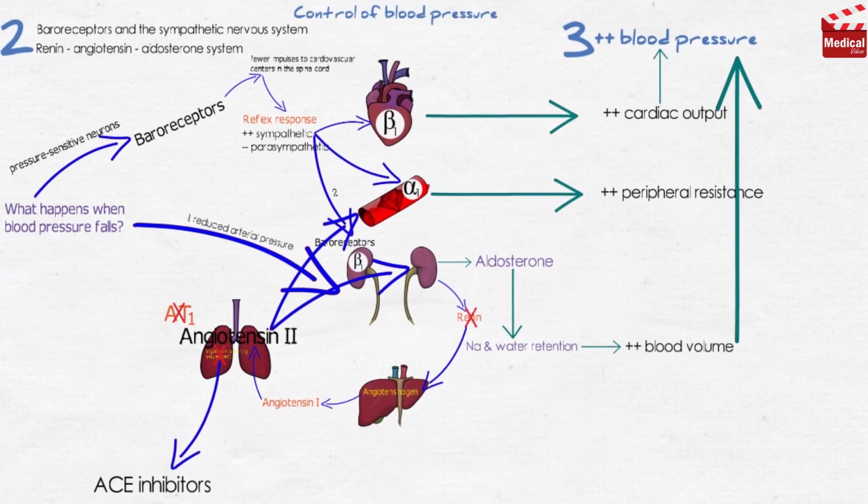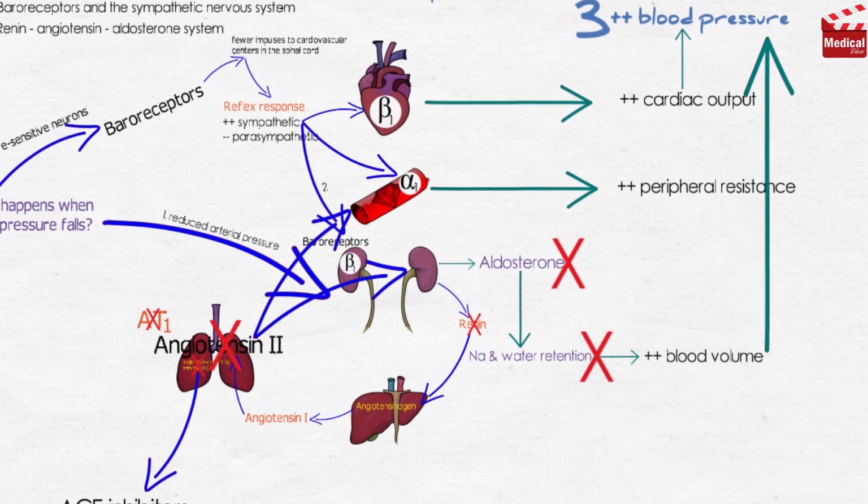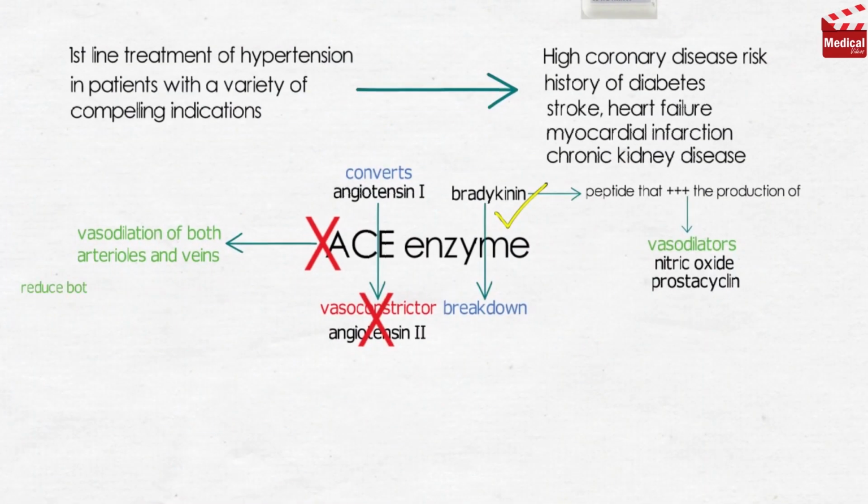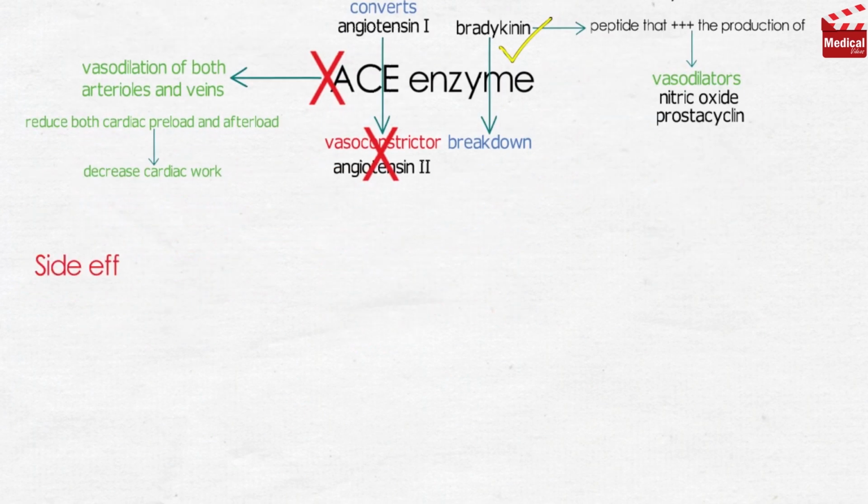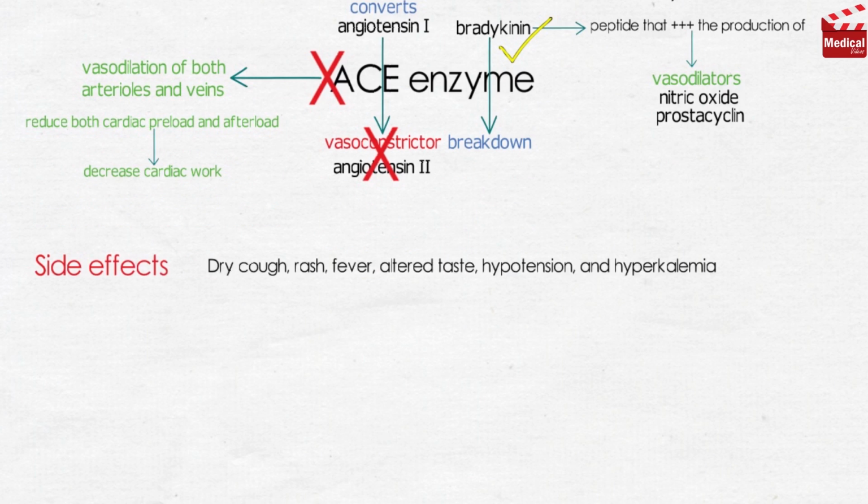And we can conclude that, by reducing circulating angiotensin II levels, ACE inhibitors also decrease the secretion of aldosterone, resulting in decreased sodium and water retention. So ACE inhibitors reduce both cardiac preload and afterload, decreasing cardiac work. Common side effects of them include dry cough, rash, fever, altered taste, hypotension, and hyperkalemia, so potassium levels must be monitored during the use of ACE inhibitors.